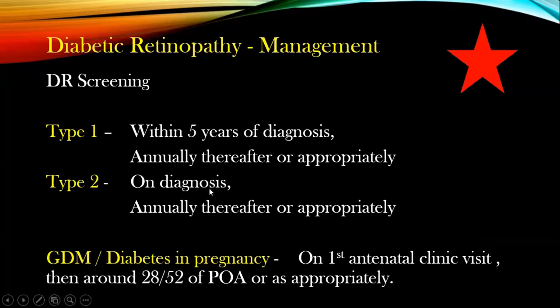The reason is type 2 diabetes has a long subclinical phase which has been there undetected. So quite a significant number of patients will have diabetic retinopathy on diagnosis. Whereas type 1 diabetes has a very short subclinical phase and very few patients will have retinopathy on diagnosis. So type 1 within 5 years, type 2 on diagnosis, and then annually thereafter, or as appropriate if they have diabetic retinopathy. And gestational diabetes mellitus, or diabetes in pregnancy, they should be screened at the first antenatal clinic visit, and then if they have no diabetic retinopathy, should be screened again around 28 weeks of POA, or if they have diabetic retinopathy, then screen accordingly.